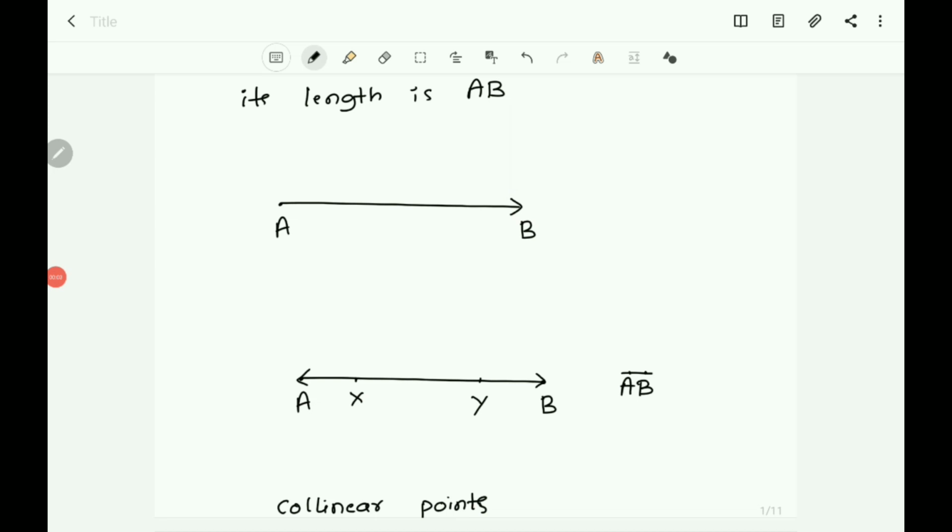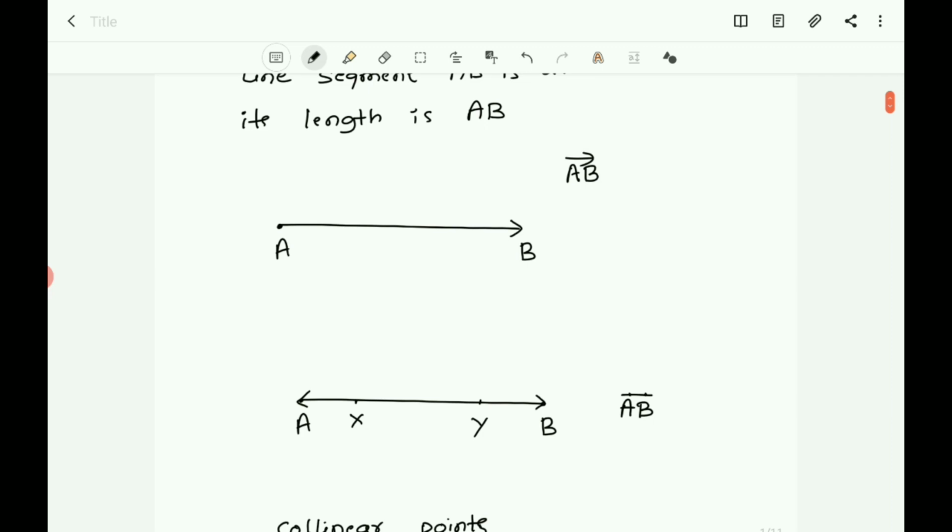And here AB is a ray, which can be denoted as the ray AB. Here A is the initial point and that is directed towards the point B. And here AB is a line and XY is a line segment, and the line AB can be extended to any length on both the sides.